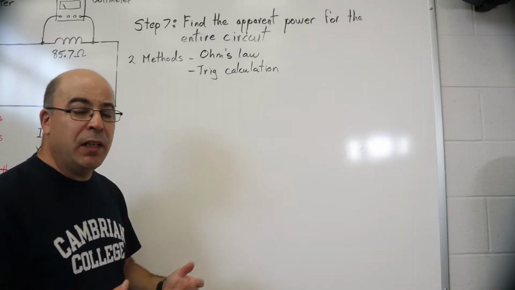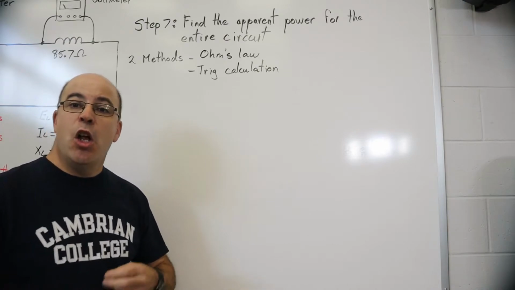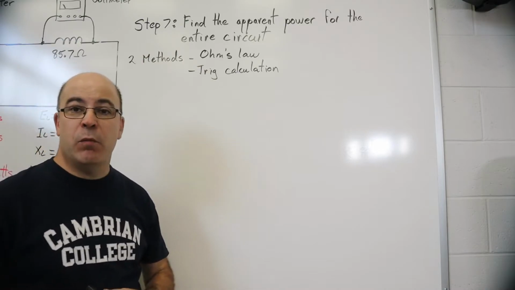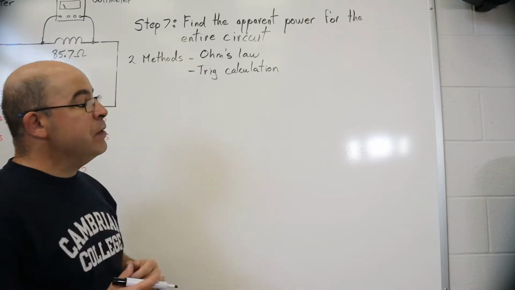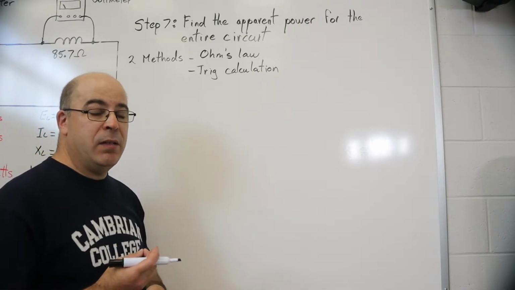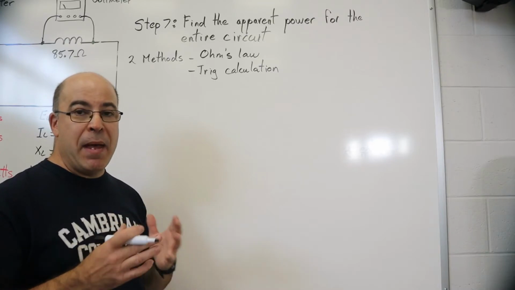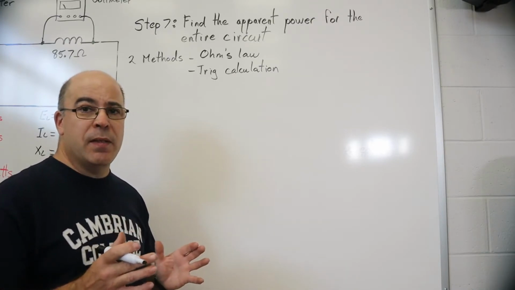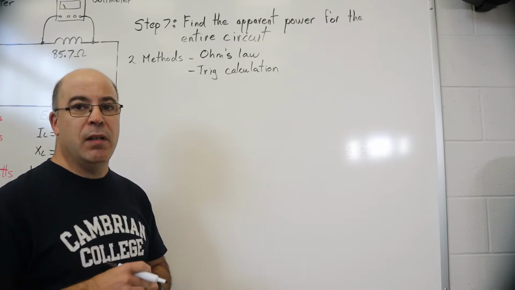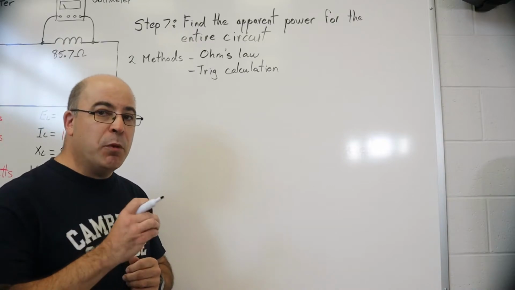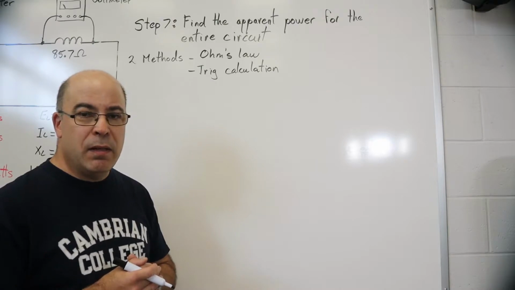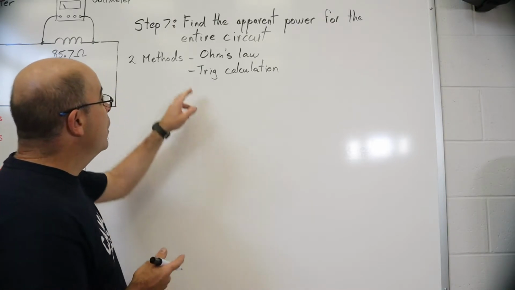When it comes to calculating the apparent power for the entire circuit, there are two acceptable methods of doing this. One, we could use the simpler method, which is Ohm's law, or we could use a trig calculation. I'm going to perform this both ways because I want to prove that the math works out no matter which way we do this. And you will see that there is a very, very low margin of tolerance in terms of, are the numbers out? Yes, they'll be out by like less than 0.02%. It's extremely accurate.